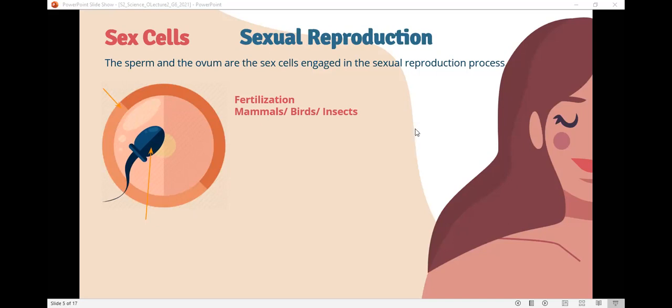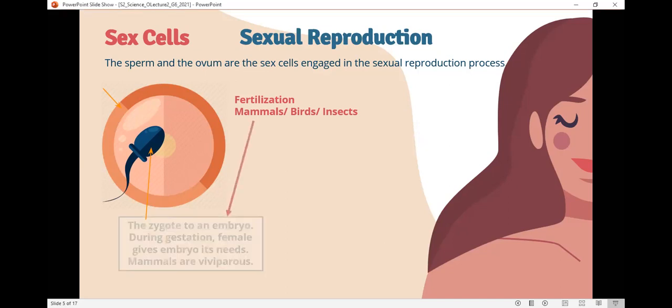And what do we call the period of growth inside the female body? Gestation. This is gestation. Perfect. Bravo, Angelina. So the embryo is growing inside the female body. The female is going through gestation.